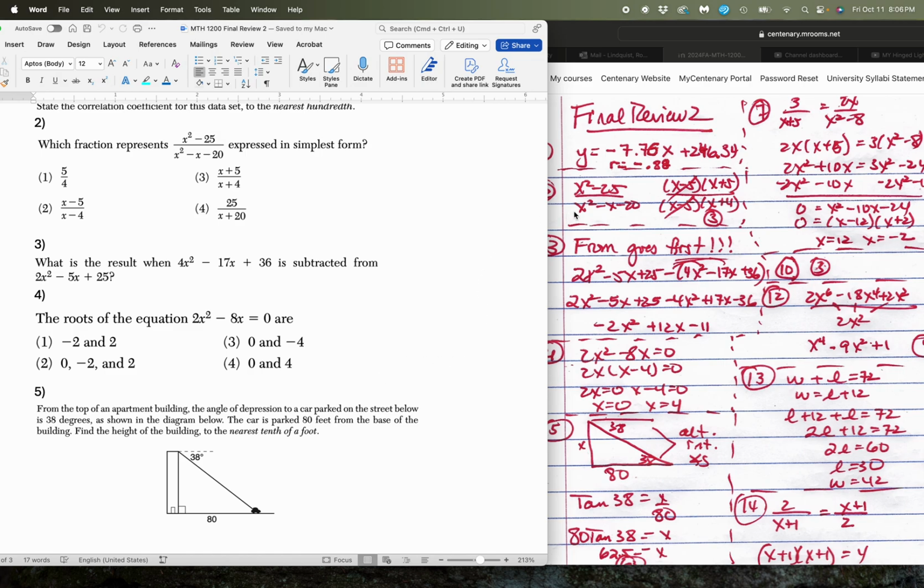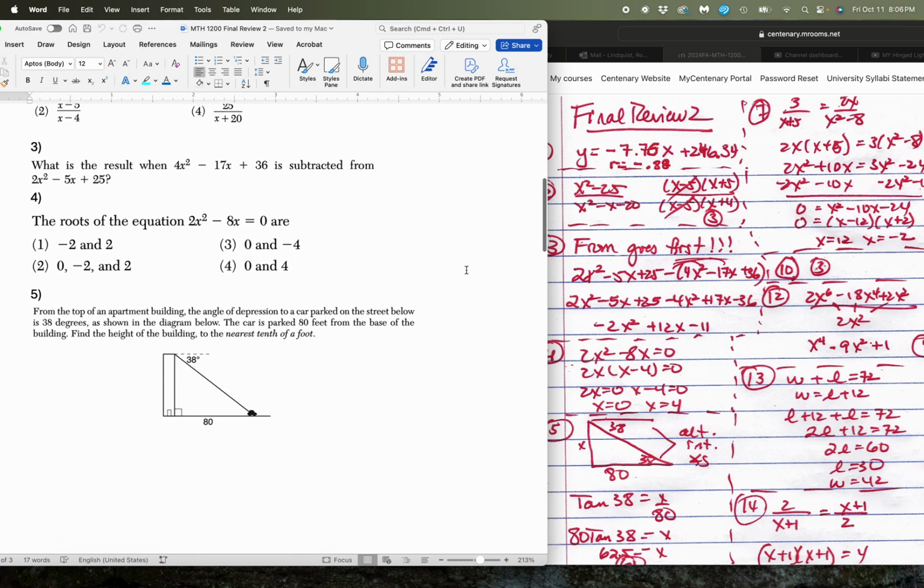Factor and cancel. So I factor x squared minus 25, I get x minus 5 times x plus 5. I factor x squared minus x minus 20, and I get x minus 5 times x plus 4. Cancel out the x minus 5s, you get x plus 5 over x plus 4. That would be choice 3.